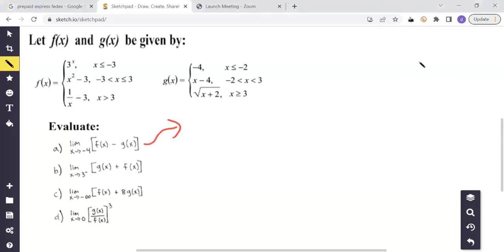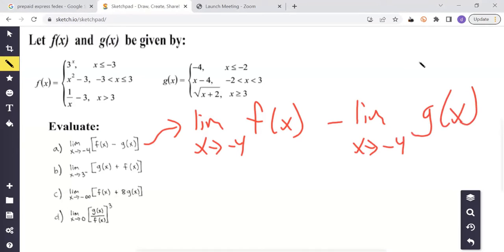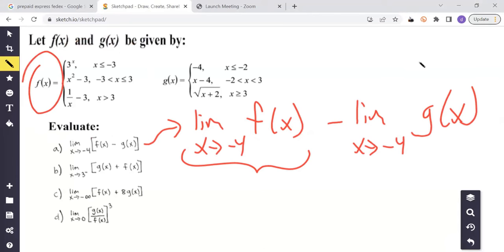For part A, let's use our limit laws to separate this into two pieces. So we go limit of each one. Okay, like this here. So now let's focus on this there. Because it says F, we're going to focus on F, because that's what it's called right there. Now we want to approach -4.